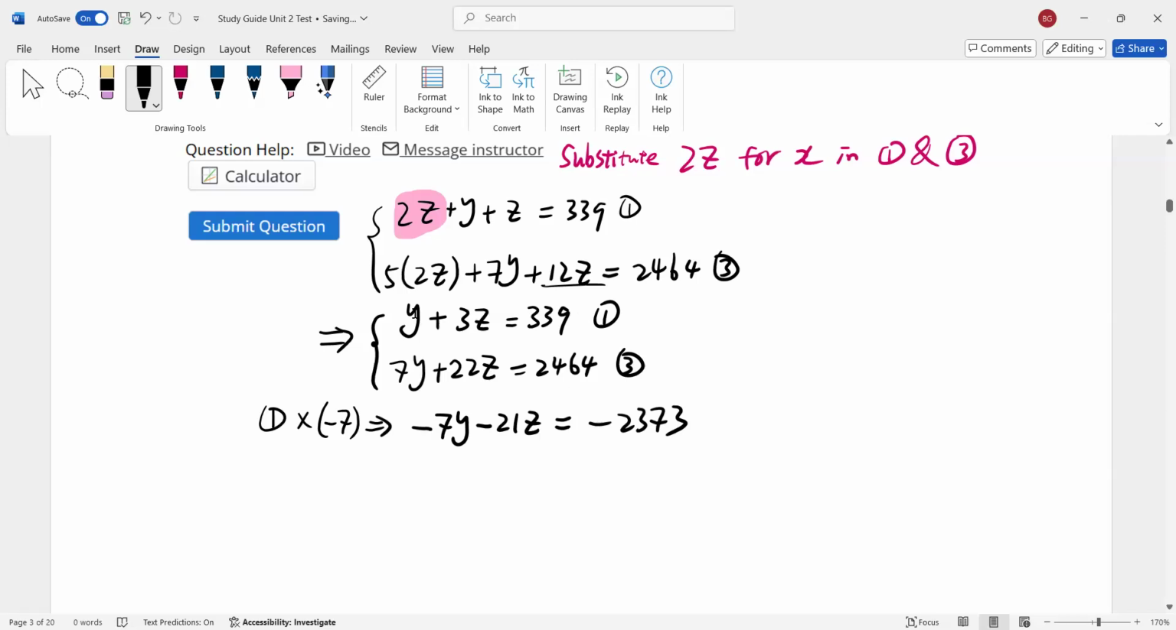Equation 1, you see, I can use the color scheme yellow. Equation 1 is yellow. And now what happened is I multiplied the yellow equation, all 3 terms, by -7. All right, that's how we have this equation. We can call it equation 4. It's just the modification of equation 1. And then put it together with what we already have, equation 3: 7y plus 22z equals 2464.